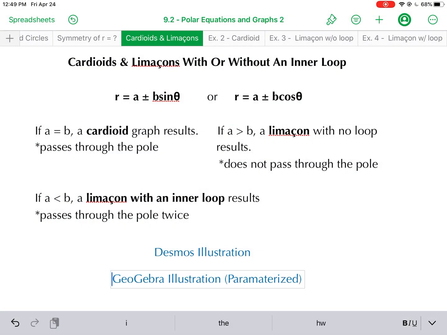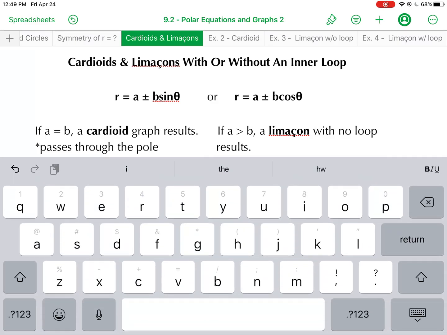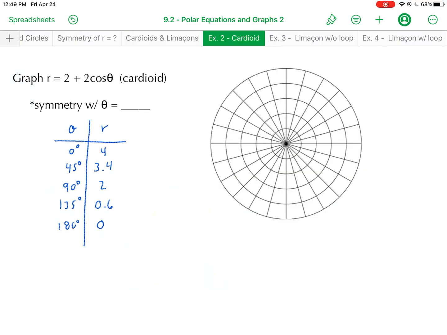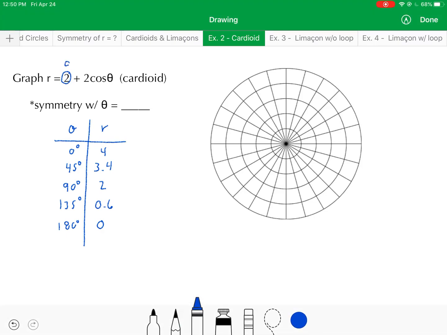Okay. All right, let's go back, and we're going to graph some of these ourselves now. You will see that I already have some tables of values drawn out here. Reason for that is just to kind of speed up this video a little bit for us. Okay, so notice the equation we're trying to graph. r equals 2 plus 2 cosine of theta. Notice my a value is 2, so is my b value. So the fact that a equals b, that tells me I have a cardioid for the graph.